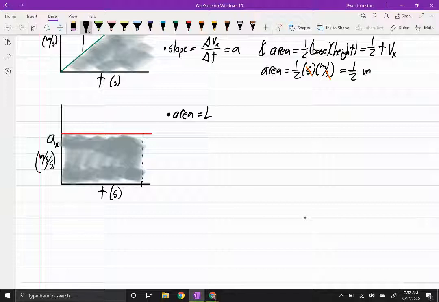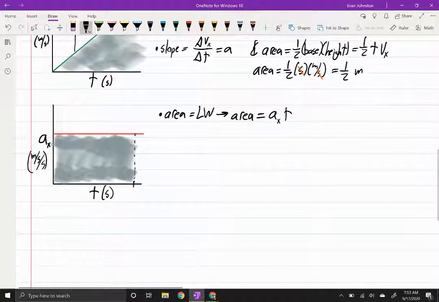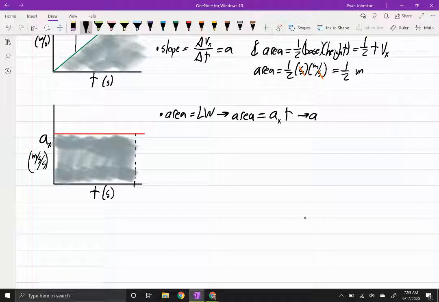well, area we know is just length times width, but in our case, that really means that area is the acceleration here in the x direction times time. But really, that's telling me that the area is equal to meters per second squared times seconds. Well, I have 2 seconds in the denominator on the left side, and I have 1 second that I'm multiplying by.